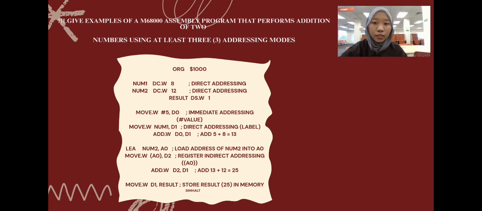After that, we add D0 and D1, which gives us 13. Then we use register indirect addressing by loading the address of num2 into A0 and moving its value into D2. We add D2 with the previous result, giving us 25. Finally, we store the result, which is 25, into memory using the label result. And that's how this program performs addition using three addressing modes: immediate, direct, and register indirect.